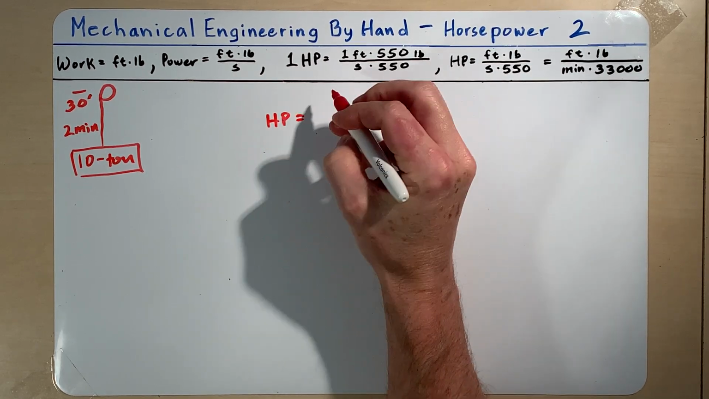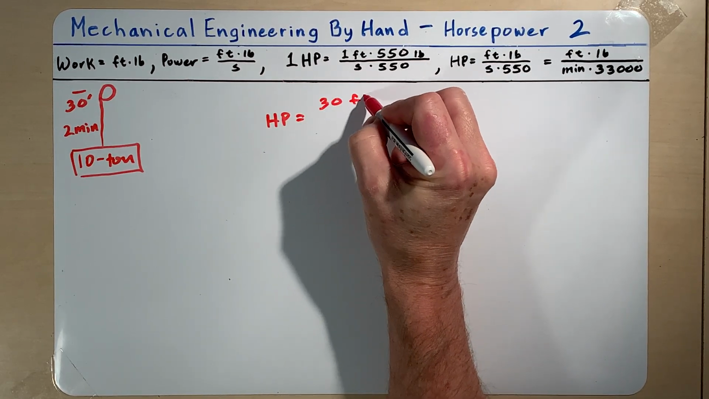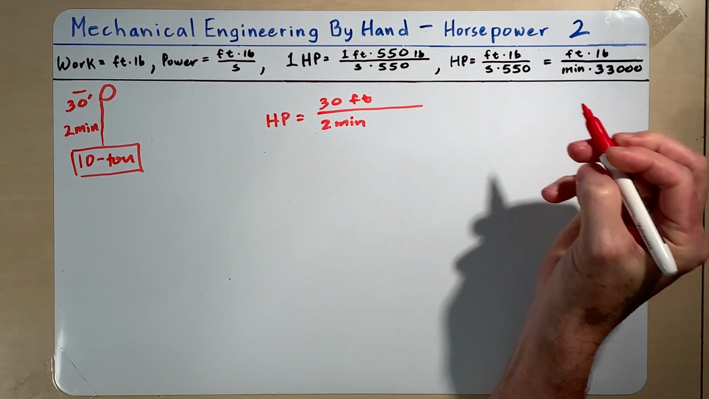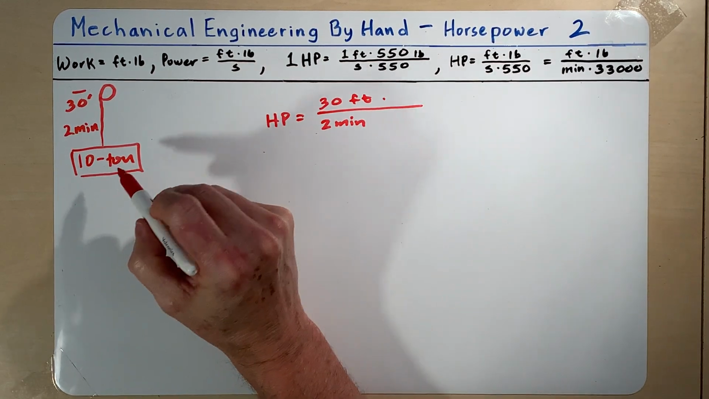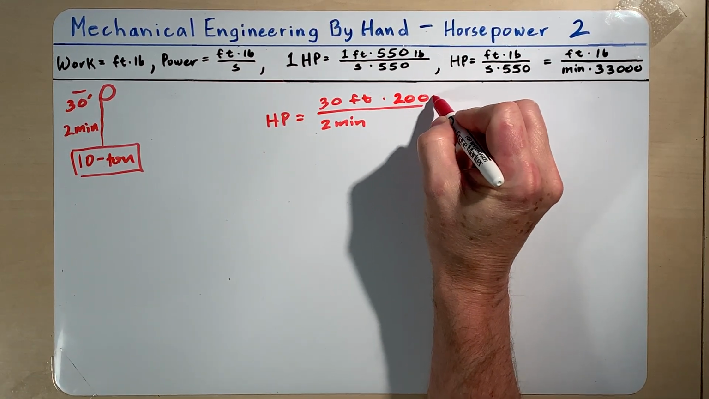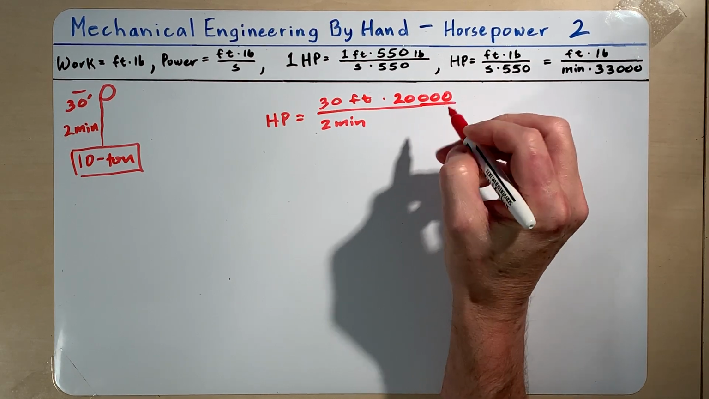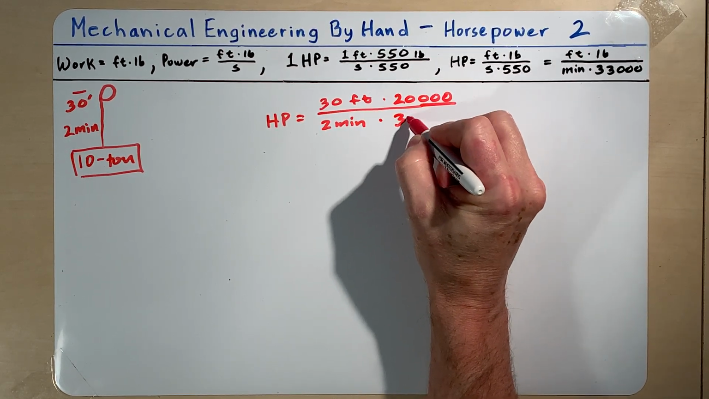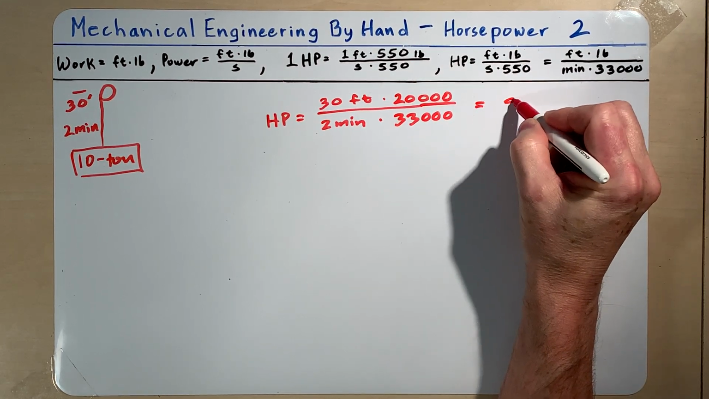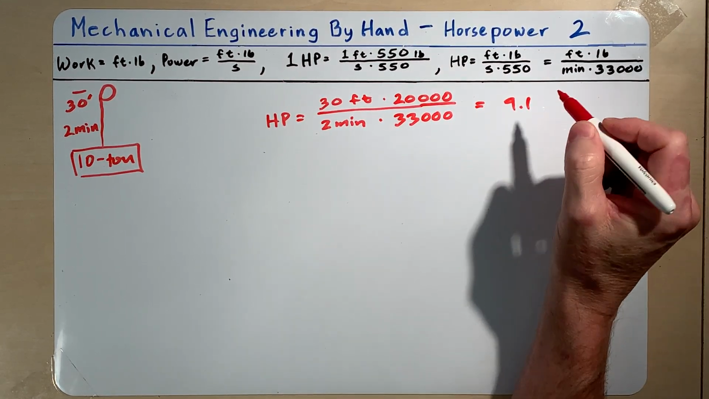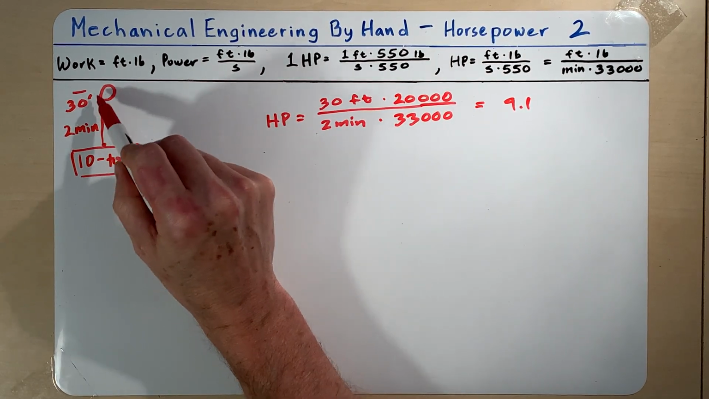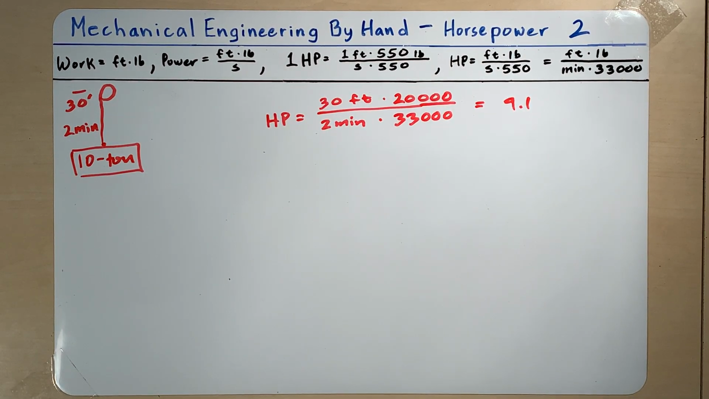Horsepower will be 30 feet per 2 minutes times the pounds. 10 tons would be 20,000 pounds, and then divided by 33,000, and that equals 9.1 horsepower. And that would be the power required at the load. It doesn't include any inefficiencies in the hoist.